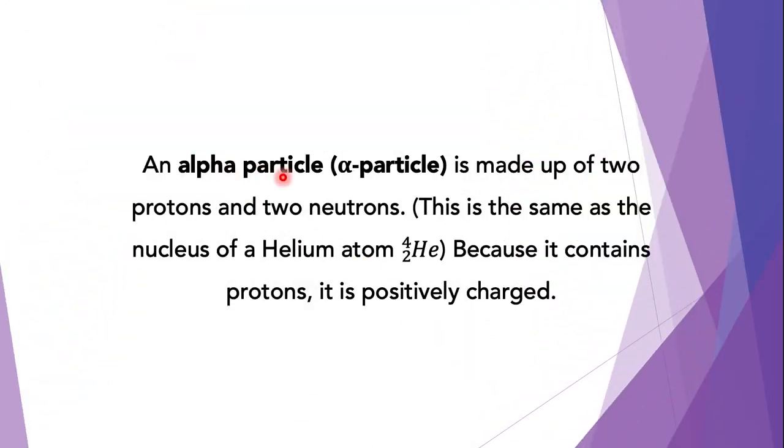So an alpha particle is made up of 2 protons and 2 neutrons. You may think this is the same as the nucleus of a helium atom because, well, it is a helium atom. So because it contains protons, it is positively charged. So this alpha particle is positively charged.